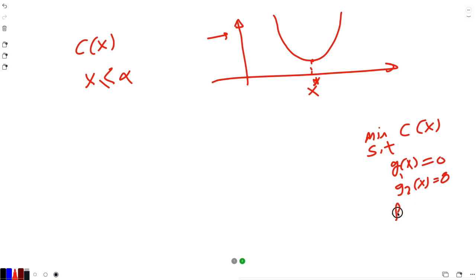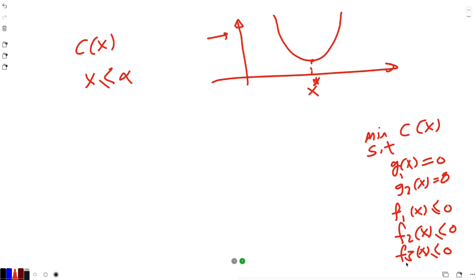Maybe I will say that f. So we have f1 of x less than or equal to 0, and f2 of x is also less than or equal to 0. Maybe f3 of x is less than or equal to 0. So now we have this general constrained optimization. Okay, now this we can convert, we use Lagrange multipliers.